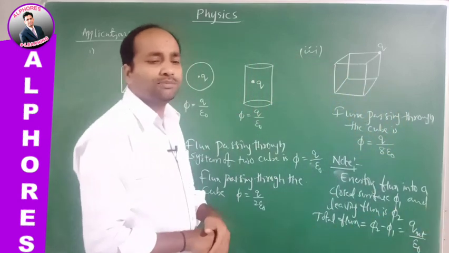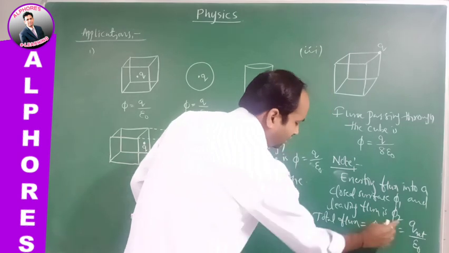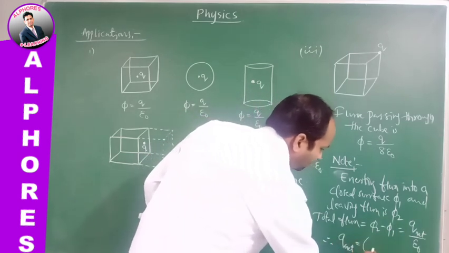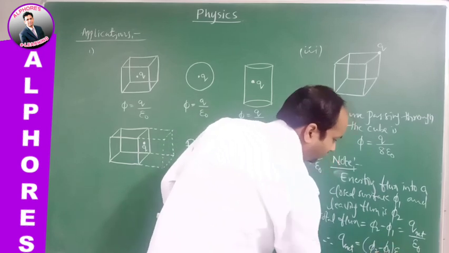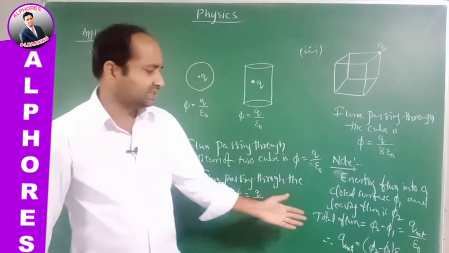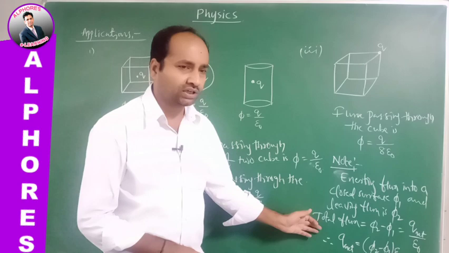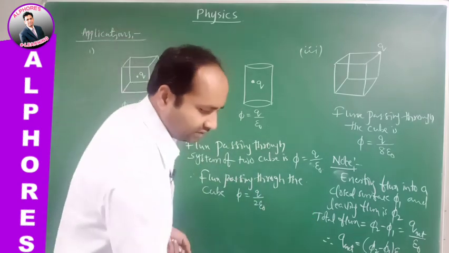Okay, 1 by epsilon naught times the net charge. Therefore, what is the net charge? The charge enclosed by the surface is equal to phi 2 minus phi 1 times epsilon naught. Okay, this is the net charge in this case, phi 2 minus phi 1 times epsilon naught. Okay, so these are the Gauss law applications.